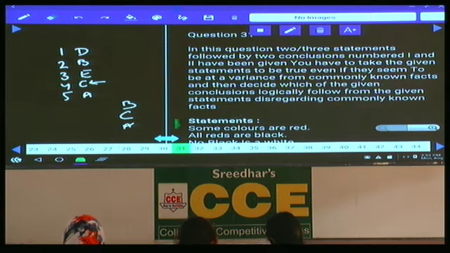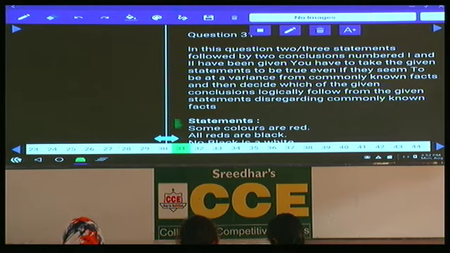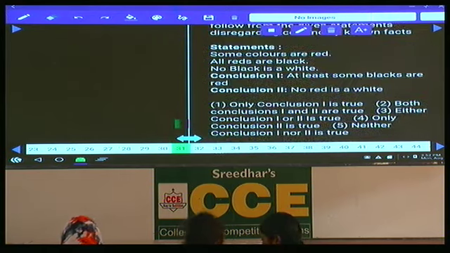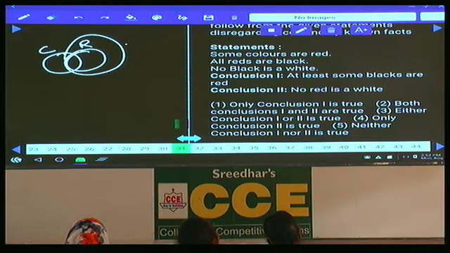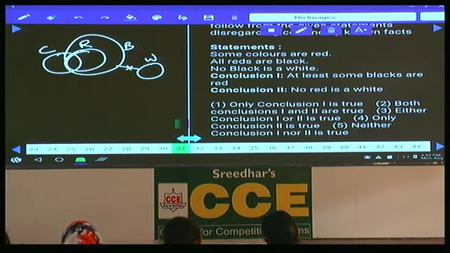Then question number 31 onwards. These 5 are based on syllogisms. Now in these syllogisms 31 to 35: some colors are red, and these are the colors which are red. All reds are black, and no black is white, so there is no intersection between black and white. As for the first one, some blacks are red is definitely true. And no red is white, that is also true.